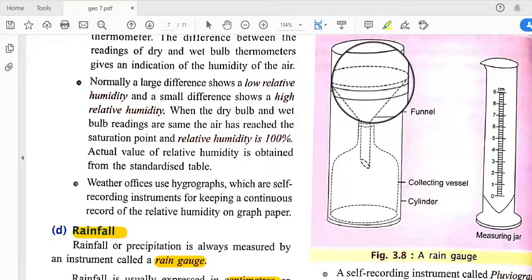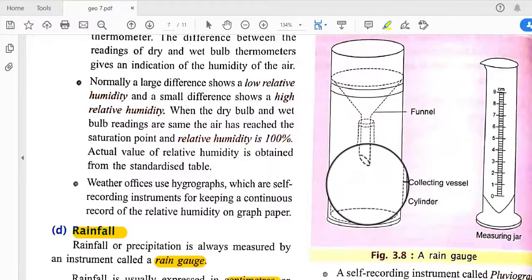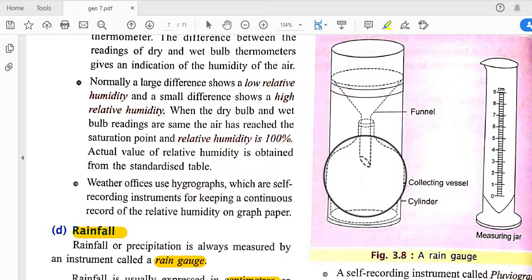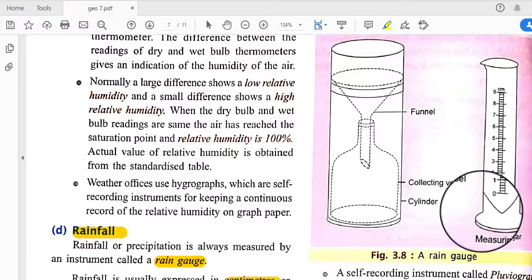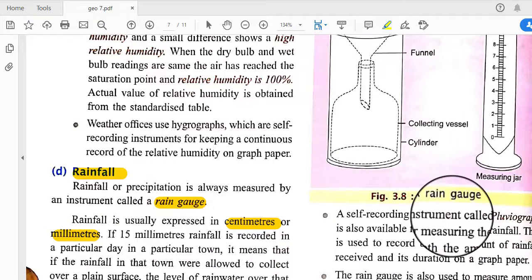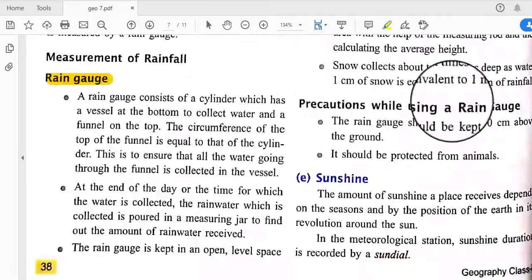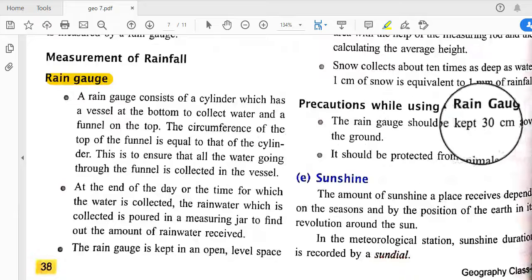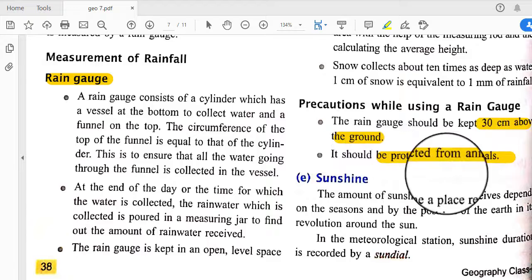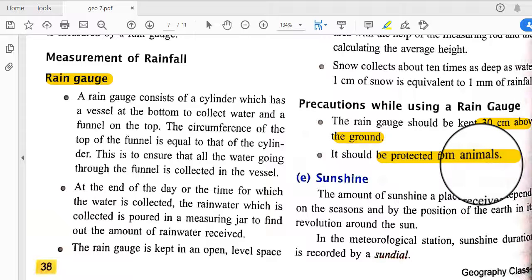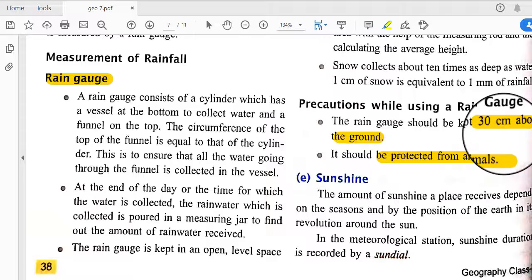The rainwater collects in this jar, and after that we pour it into this measuring jar, and by this we can easily measure the amount of rainfall. Precautions while using a rain gauge: the rain gauge should be kept 30 centimeters above the ground. It should be protected from animals when we need to measure, and it should be situated 30 centimeters above the ground.